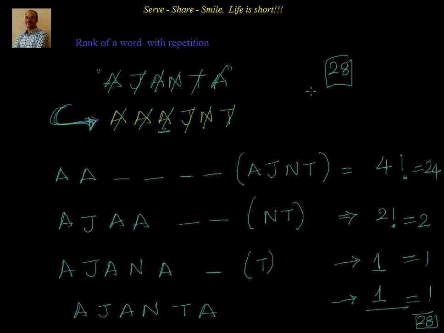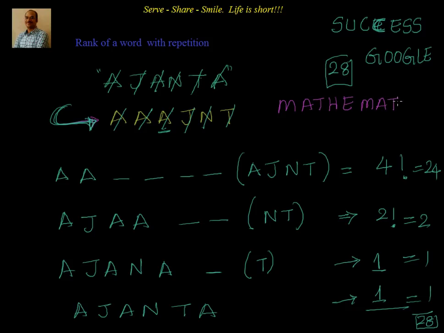What I want you to do now, practice to success. You want to get success, then try the rank of success, and also try Google. If you are more interested, you can try independence, or you can try Mississippi, or you can try mathematics, which I think will be a very big number, but you can try it out. Maybe next session we will do the rank of the words success and Google.